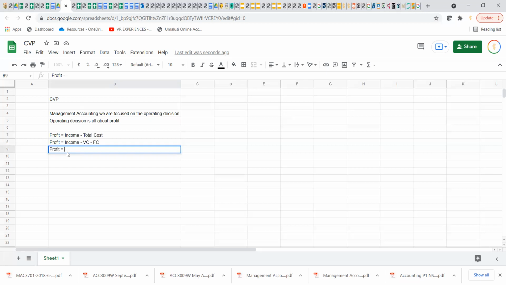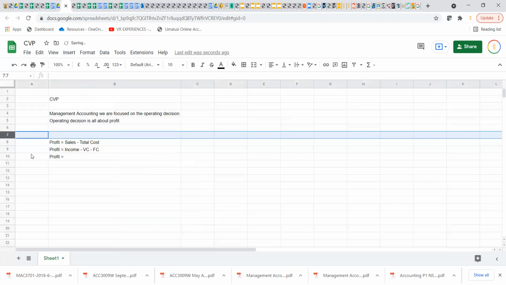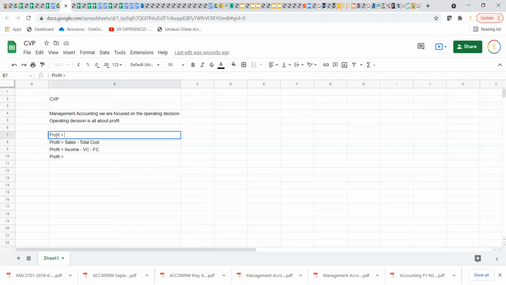I want to redo this quickly. So profit equals income minus expenses. Okay, so that's what we know it is. If you want to talk it from a management accounting point of view, we will say profit equals sales minus total cost. Now we can break down total cost into variable costs and fixed costs. So we still have sales minus variable costs minus fixed costs. But from a management accounting point of view, we can break this down even further.